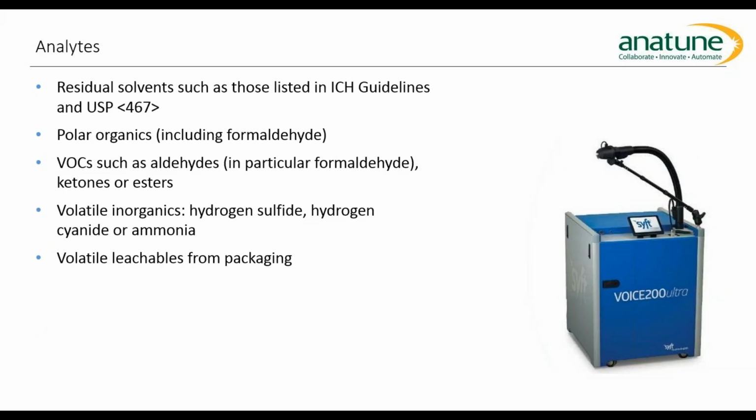So what sort of analytes can we look at for these types of methods? Well, there's the residual solvents such as those listed in the ICH guidelines and USP 467. Polar organic materials, for example, formaldehyde, which, as many of you may know, is a very difficult compound to analyze and is actually present in lots of packaging materials, and thus is something we need to look at. Also, other VOCs that are difficult to analyze, such as the other aldehydes or ketones or esters. There may be a need to look at volatile inorganics depending on pharmaceutical product: hydrogen sulfide, hydrogen cyanide, ammonia.